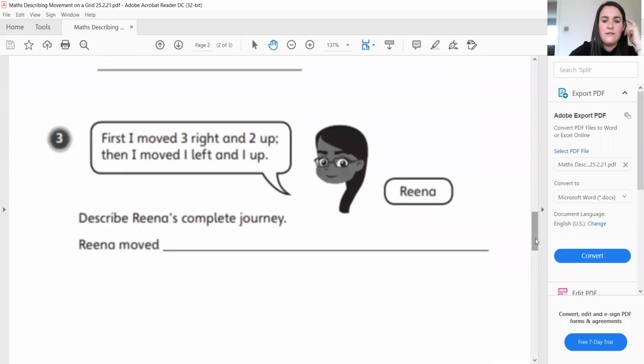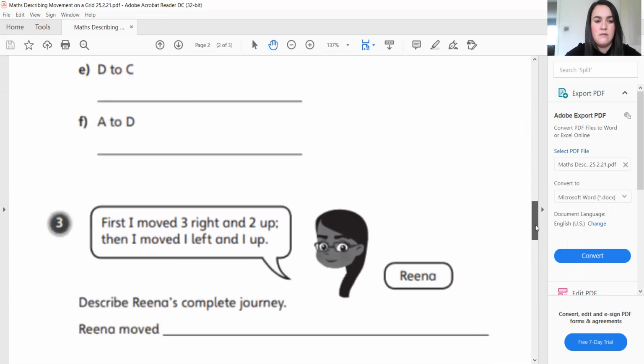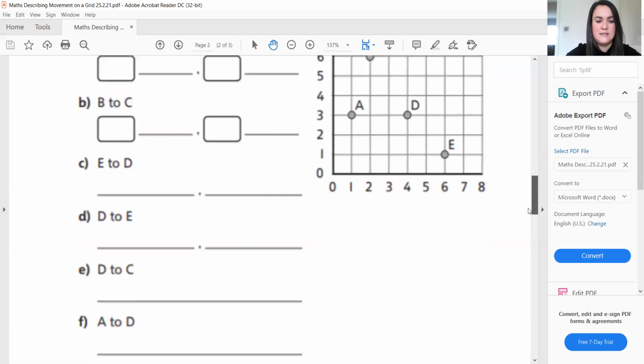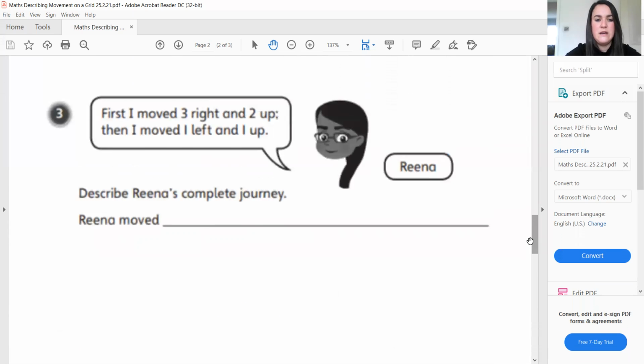And then we've got Rena. Okay, so Rena, her journey: first I moved 3 right and 2 up, then I moved 1 left and 1 up. Okay, what would be her complete journey? So her complete journey would be 3 right, 2 up, 1 left, 1 up. Okay? That's all it's trying to get you to do, put it all together.